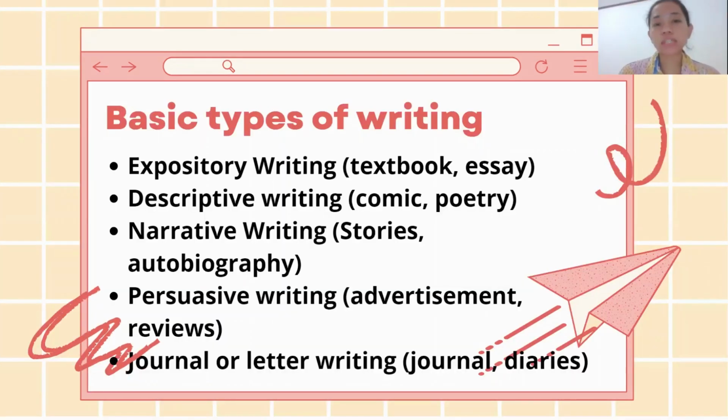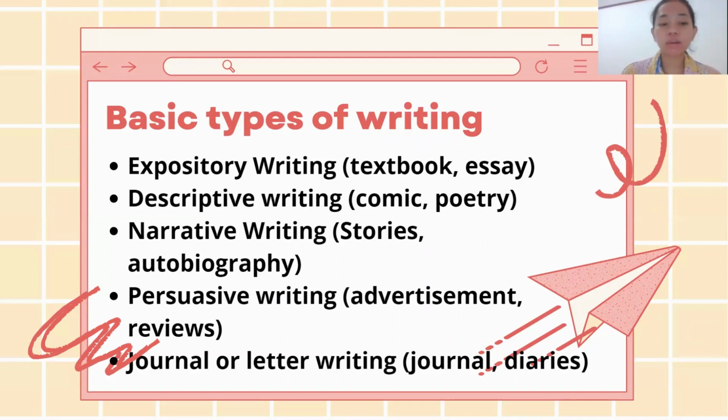About the basic types of writing, there are 5 basic types of writing. The first one is expository writing. In an expository piece, a topic will be introduced and laid out in a logical order without reference to the author's personal opinions. So, expository writing can be found in textbooks or essays.